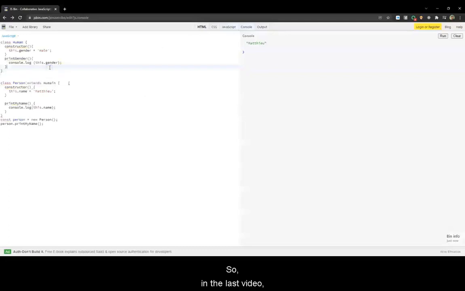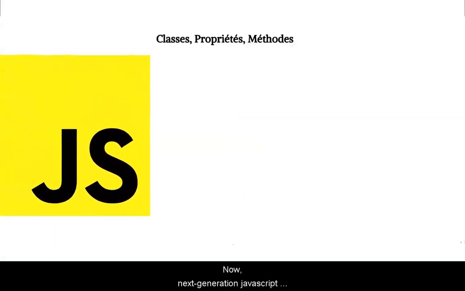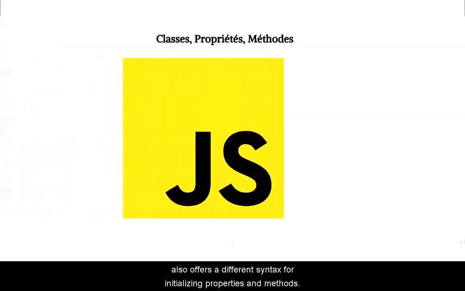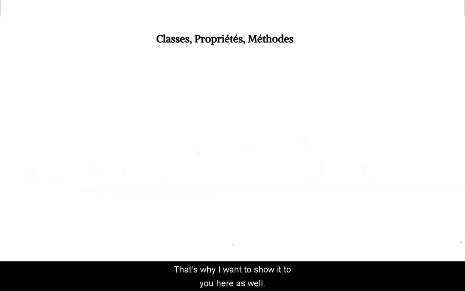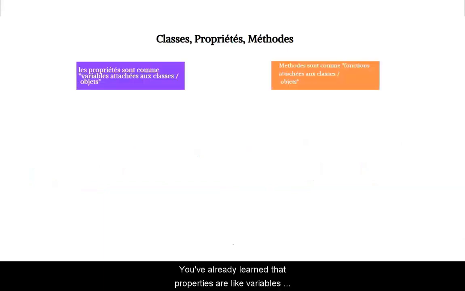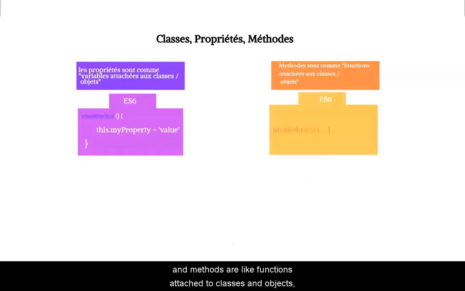So in the last video, we learned about classes, properties, and methods, and we will in this video as well. Now, next generation JavaScript also offers a different syntax for initializing properties and methods. And in fact, it's this more modern syntax that I'm going to use in this course. That's why I want to show it to you here as well. You have already learned that properties are like variables that you associate with classes and objects, and methods are like functions attached to classes and objects.